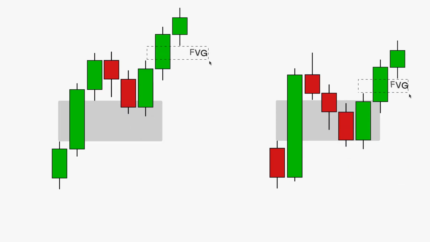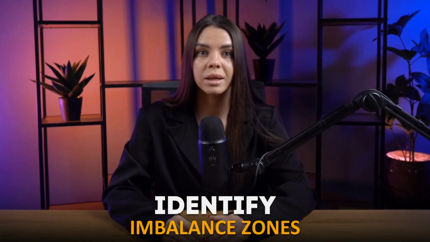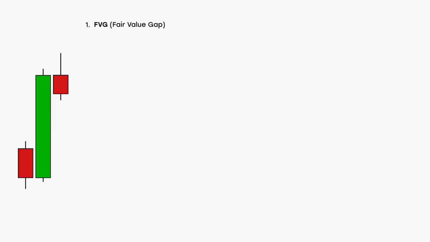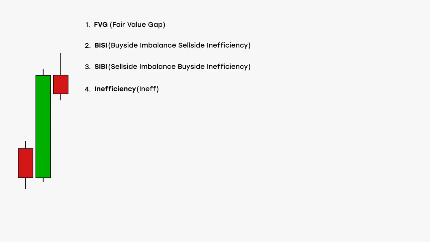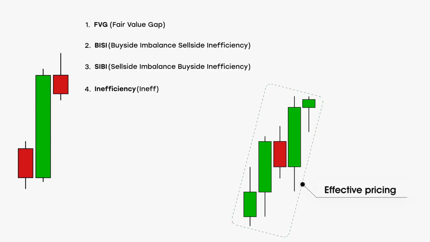When analyzing a chart, first look for imbalance zones. They indicate the movement of large capital. By following the actions of institutional players, you increase your chances of successful trades. Let's break down the main terms related to imbalance. They are often labeled as FVG, fair value gap, which means a gap in fair value. These zones are also called price inefficiency. In effective pricing, such gaps don't exist and the price is evenly distributed. All these terms describe the same phenomenon, a gap caused by a demand and supply imbalance.